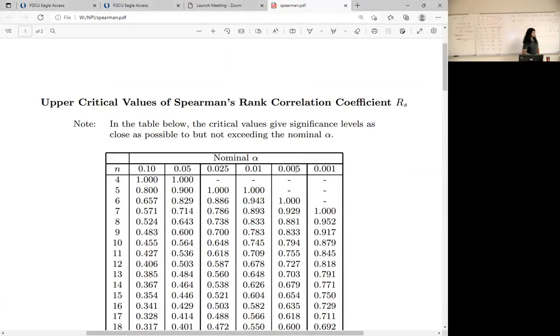So the table that we have summarizes the upper critical values for Spearman rank correlation coefficient. In other words, the one-tailed alpha. So should I pick column 2 or column 3? Column 2, because the upper area is 0.05, and that would imply that the lower one is also 0.05. N is 6. So the critical value is 0.829.